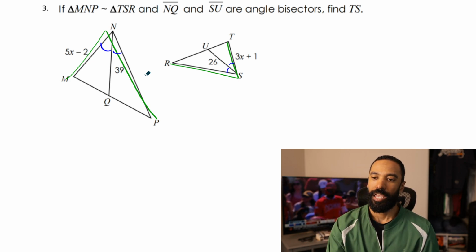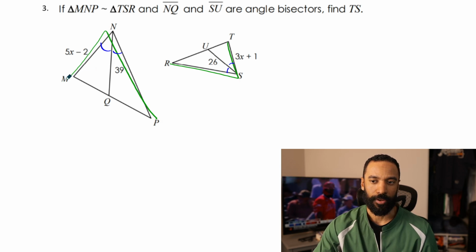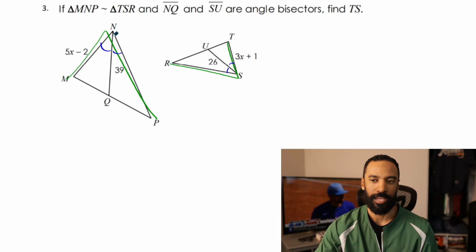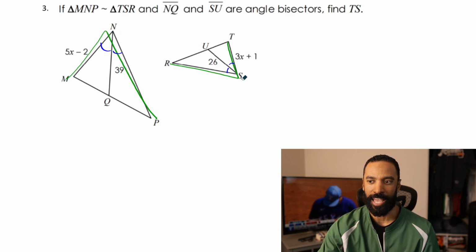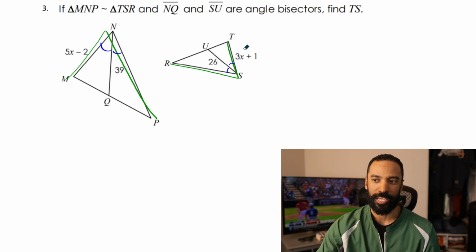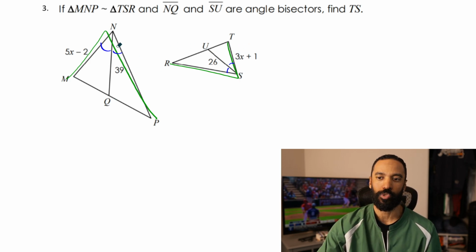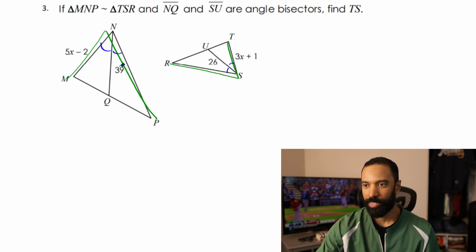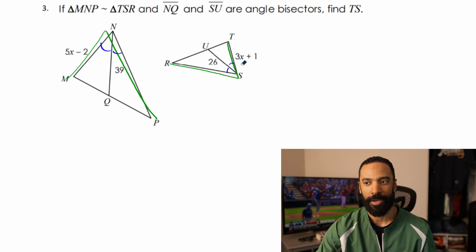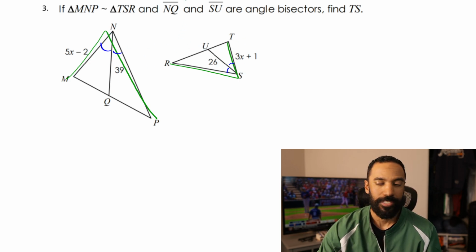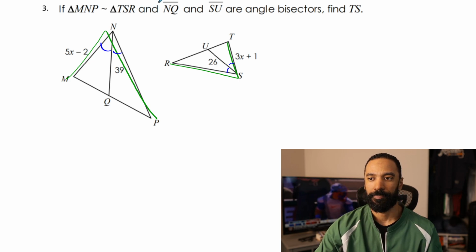Notice the way that I drew these triangles: M, N, P, and T, S, R. Notice the vertex of green is on the N and the S, and they did the angle bisector of both of those. So these are two angle bisectors of the same corresponding angles, which means these are corresponding lengths that follow the same order: this divided by this is the same thing as this divided by this. That's how it works out, and that's what we're going to set up.